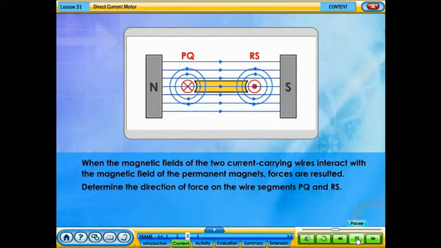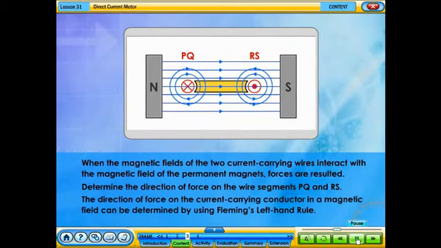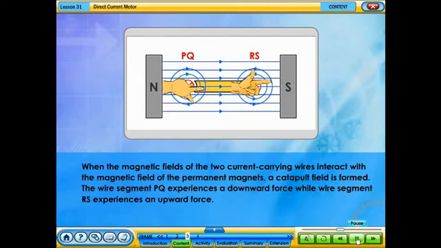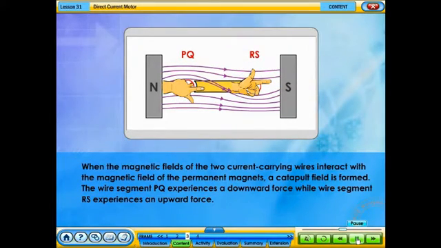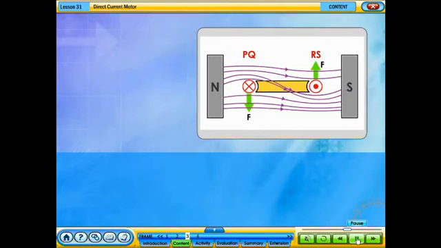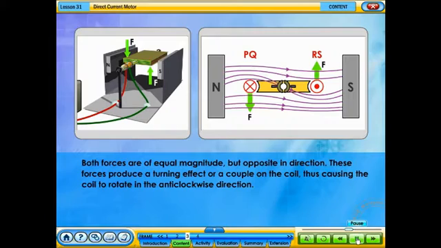Determine the direction of force on the wire segments PQ and RS. The direction of force on the current-carrying conductor in a magnetic field can be determined by using Fleming's left-hand rule. When the magnetic fields of the two current-carrying wires interact with the magnetic field of the permanent magnets, a catapult field is formed. The wire segment PQ experiences a downward force, while wire segment RS experiences an upward force. Forces are of equal magnitude, but opposite in direction. These forces produce a turning effect or a couple on the coil, thus causing the coil to rotate in the anti-clockwise direction.